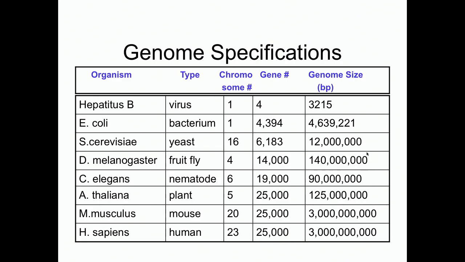So we went ahead and sequenced some other organisms. You might ask why. Well, we can learn a lot from these. These are genetically well-characterized organisms. There's hepatitis, a small virus. E. coli is a common bacteria. Yeast, common baker's yeast. Drosophila, the fruit fly. Arabidopsis is this little weedy plant. And then you've got our friend the mouse.